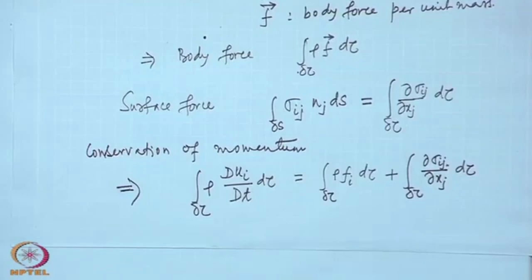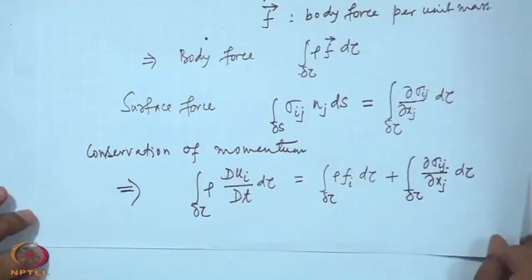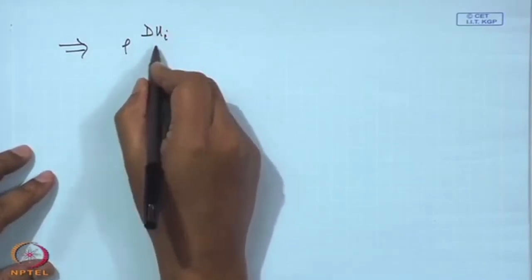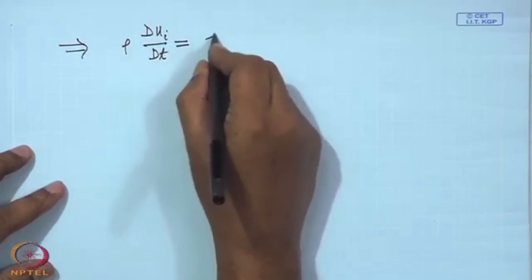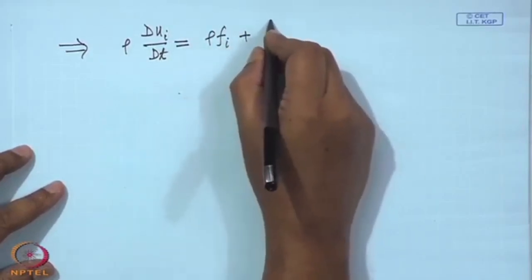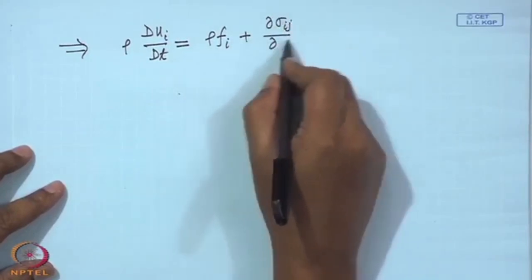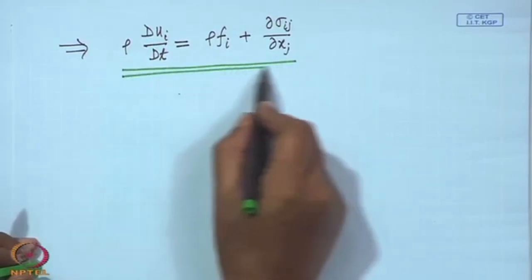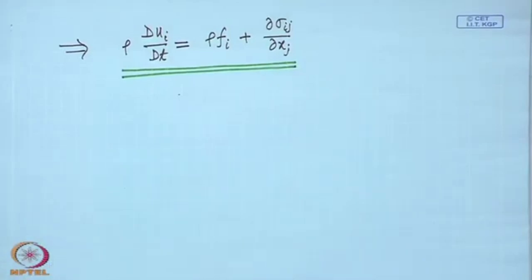The equation is true for any arbitrary volume element. Hence, we can remove the integral sign and the equation holds. The equation is true for any arbitrary volume element, and from there we can write the most general form of the equation of motion.